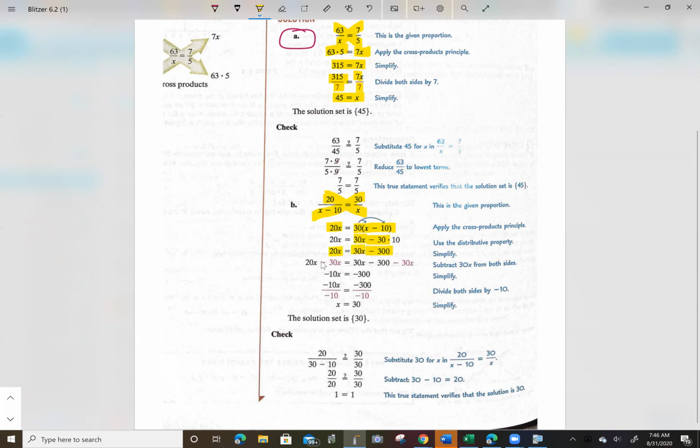Need to get the x's on the same side, so we subtract 30x from both sides, which gets rid of this one. 20x minus 30x just gives us negative 10x. We have negative 300 left over here. Isolating the variable, we divide both sides by negative 10, and we get positive x is equal to positive 30. Okay. I like how it's using the solution set for our answers, and I think that's leading up to the fact that this just has one answer, or these lines will cross one time if you were looking at them like that.